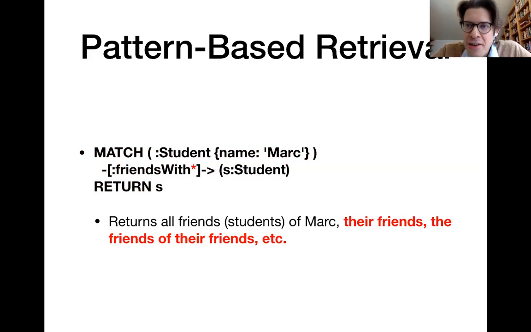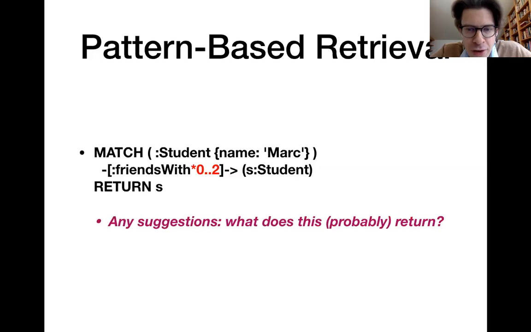You can vary that. For instance, here, if we use this little asterisk in the relation, it means that we can essentially chain those relations. So in this query, we are looking for friends of Mark, for friends of their friends, for friends of their friends, and so on. So we are essentially looking for pairs in that graph. You can also limit the number of steps that you are willing to make. For instance, with this notation, anyone has an idea what this probably means?